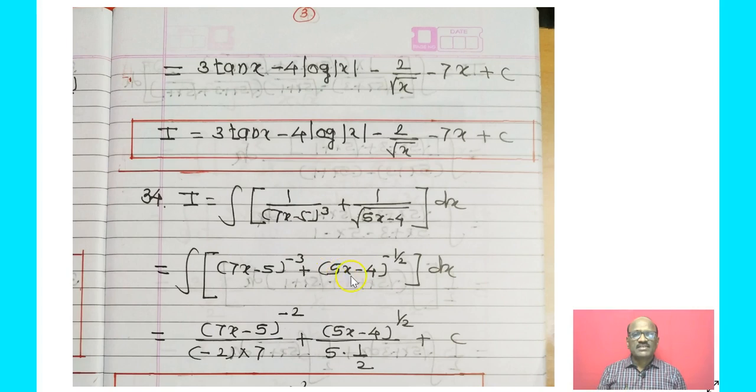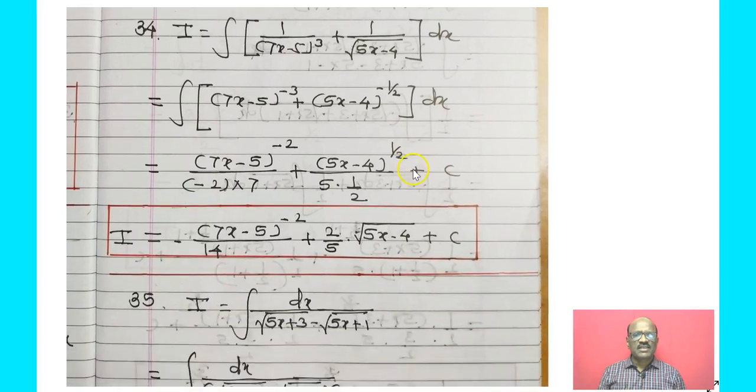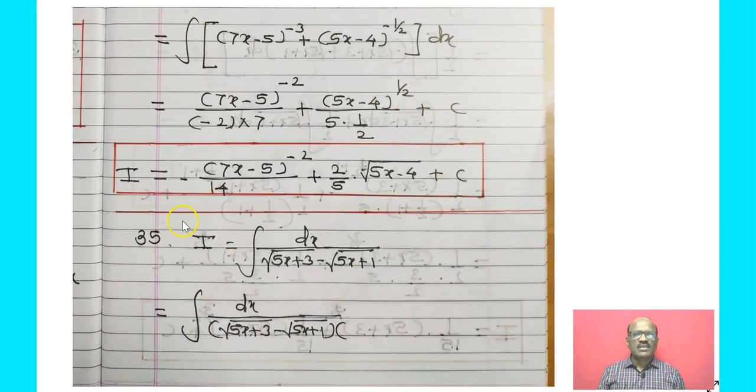Next is (5x minus 4) raised to minus 1 upon 2 plus 1. Minus 1 upon 2 plus 1 means what? 1 upon 2, divided by 1 upon 2 into the coefficient, the derivative of 5x minus 4. The derivative of 5x is 5, the derivative of 4 is 0, so it becomes 5 into 1 upon 2, plus c. And hence the answer is I is equal to minus (7x minus 5) raised to minus 2 upon 14, plus 2 by 5 root of 5x minus 4, plus c.